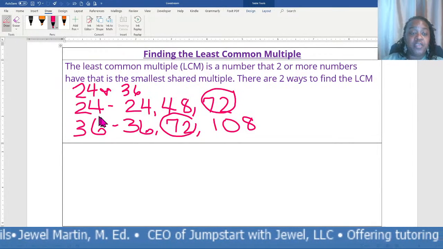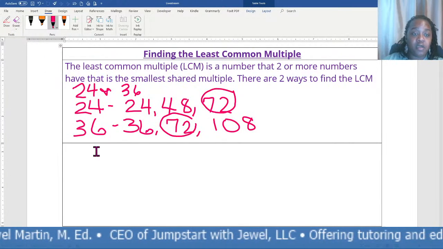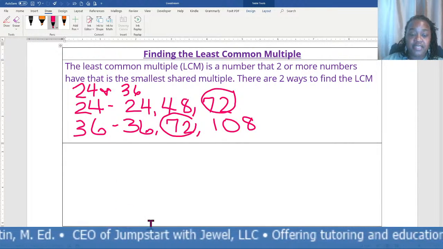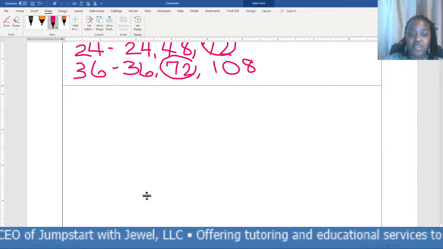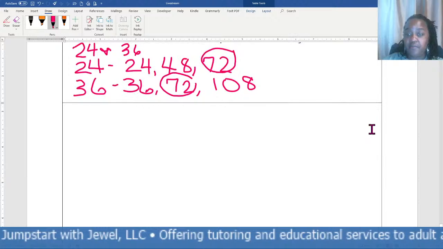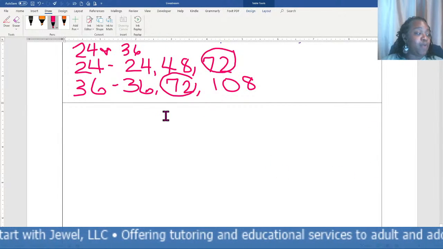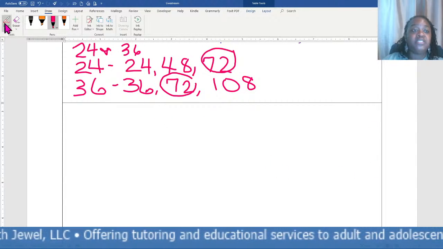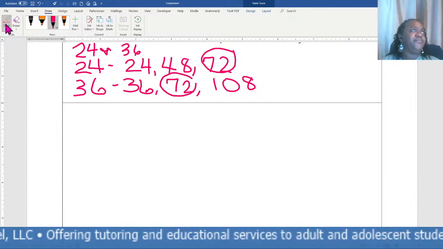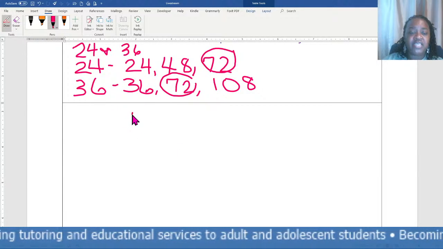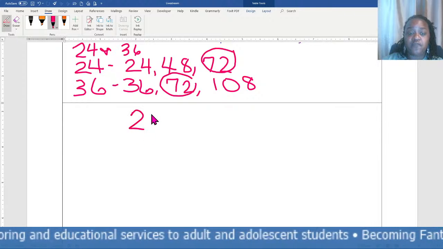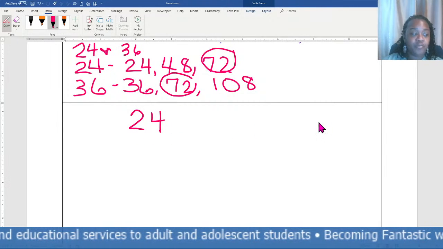Now, let me click off of this for a minute. Let's say we wanted to do it the other way. There's another way to find the least common multiple, and it is through prime factorization. We used to call it factor trees back in the day. It looks like a tree. So let's say right now we just have these two numbers, 24 and 36.